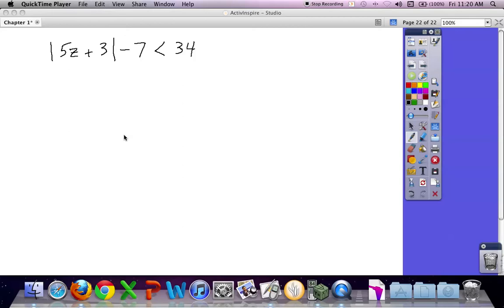This is example 5. Check understanding 5 on page 35. Okay, this is another absolute value inequality. And there's two things about this problem.